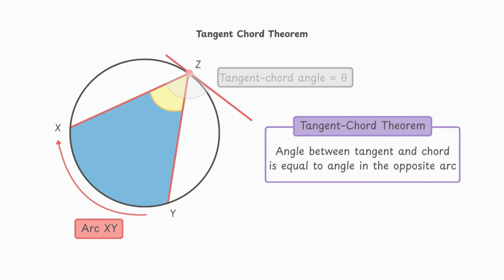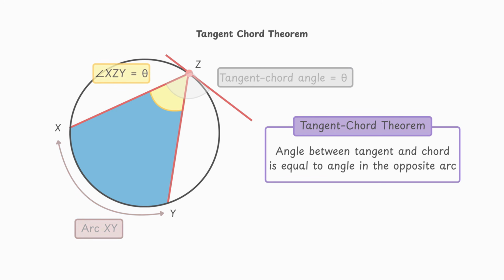Now look at the arc labeled XY. This arc is the curved part of the circle between points X and Y. The angle inside the circle at point X is looking across that arc, and the tangent chord angle at Z is also related to that same arc. So both angles are connected through the same part of the circle. That is why they are equal. Now take a moment to visualize this. Imagine the arc XY as the shared piece of the circle. Any angle standing on that arc, whether inside the circle or formed by a tangent, will be the same.